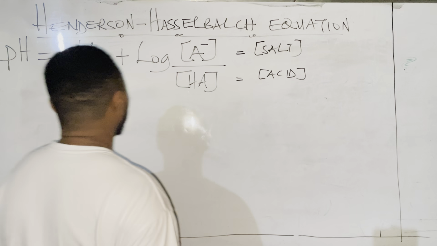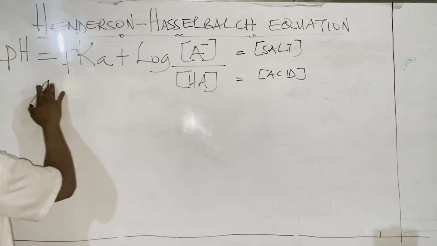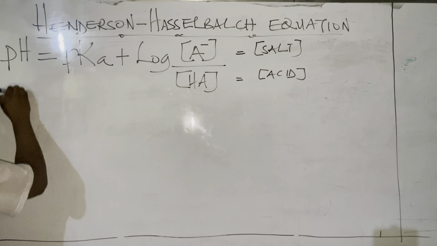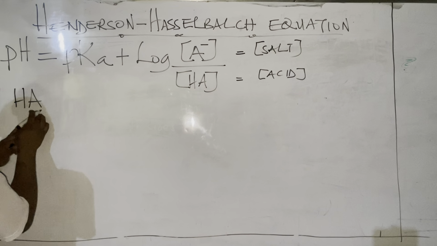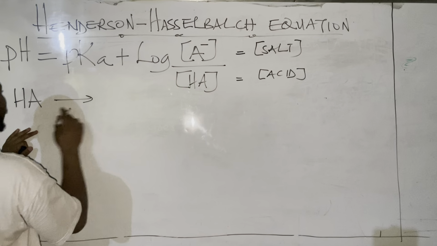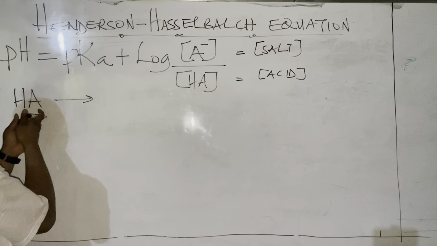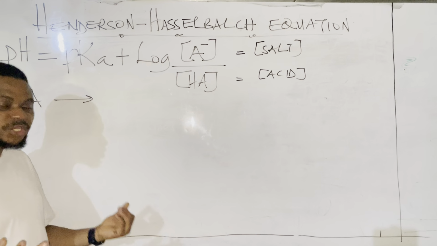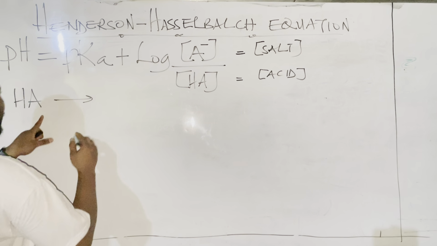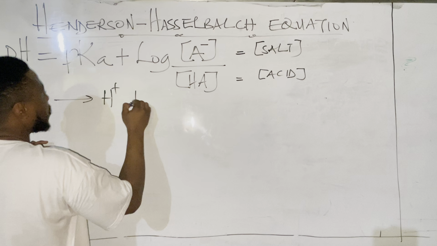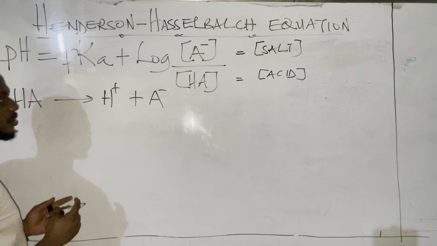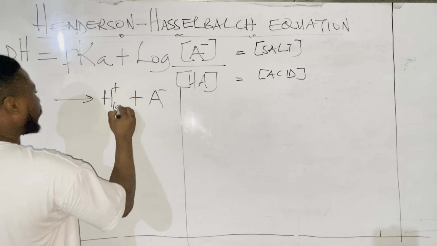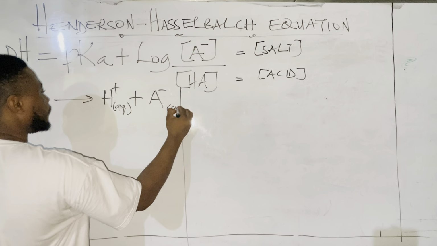Now come with me. To get this equation, we start by expressing the dissociation of an acid. When an acid dissociates in water, through ionic dissociation by complete dissolving in water, what is formed? We have H plus and A minus. This is what is formed. Remember, both of them are in aqueous solution.